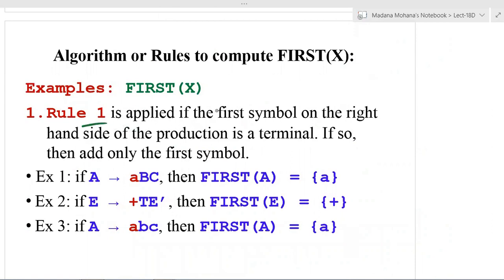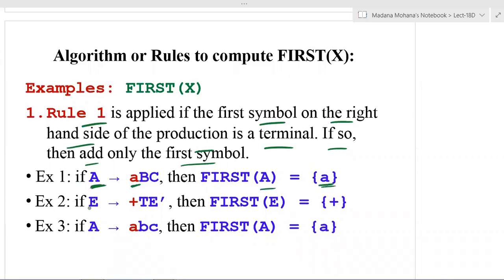Rule 1 is applied if the first symbol on the right hand side of the production is a terminal. If so, then add only the first symbol. For example, in the first case, A derives small a BC. The right hand side of the derivation starts with a terminal. Therefore, first of A equals the terminal itself.